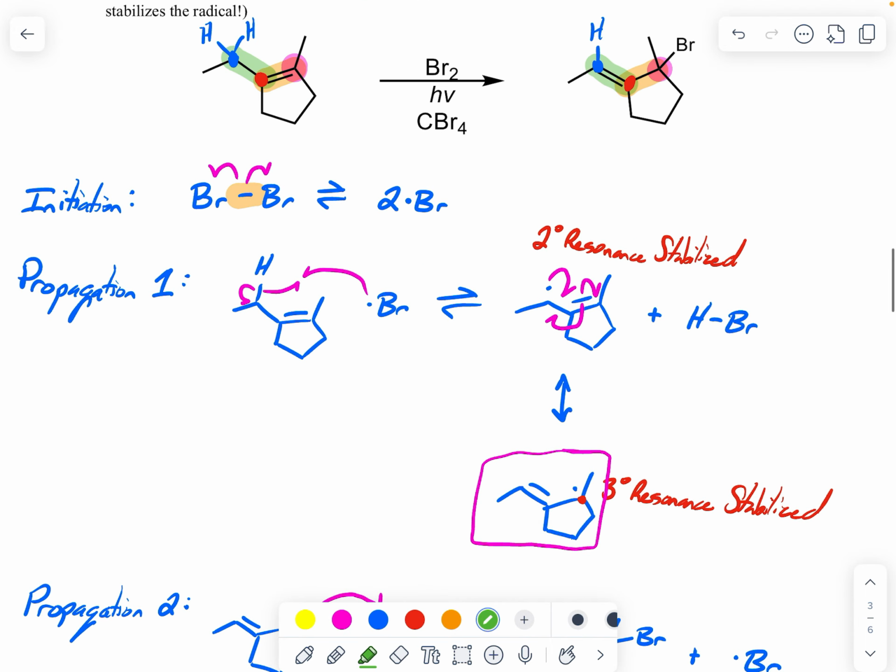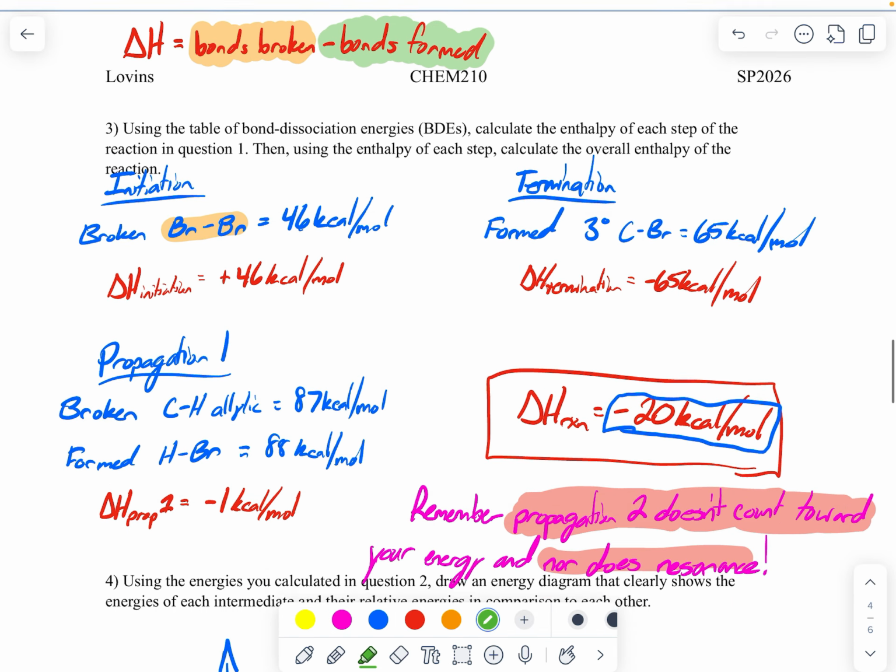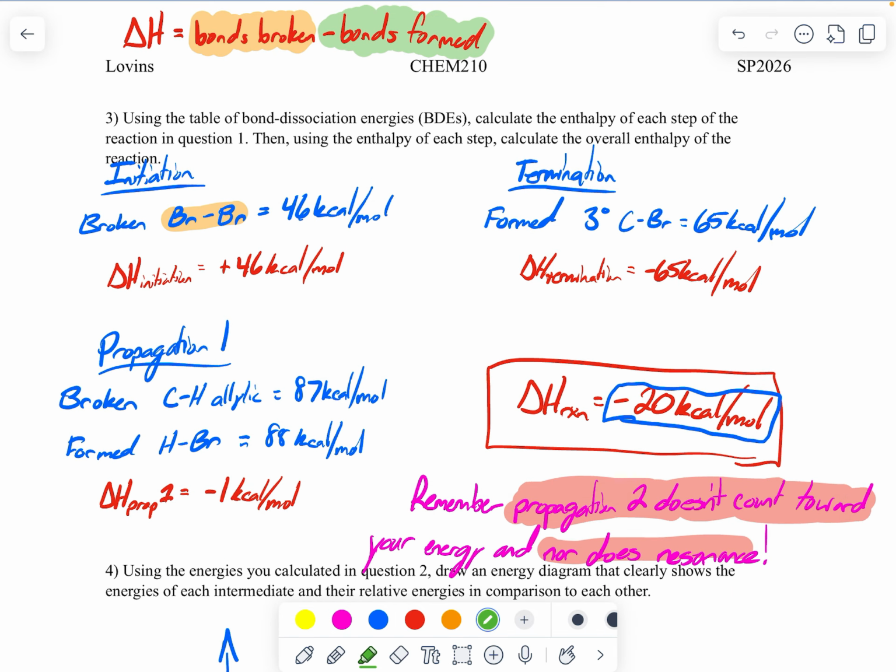When we look at propagation 1, we have two different things happening. We have a carbon-hydrogen bond being broken, and we have the hydrogen-bromine bond being formed. And we have to show both of these in terms of our propagation step. The broken bond in this case is a CH allylic.